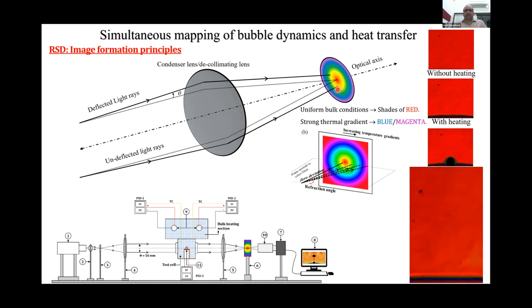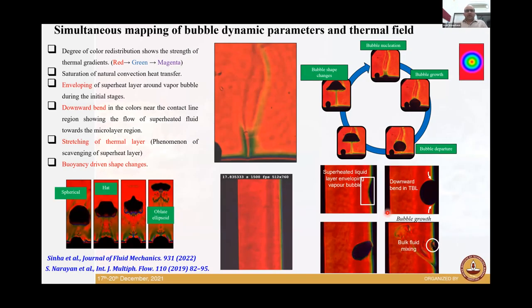But as soon as you impart some thermal gradients, the change in temperature leads to a change in the refractive index, which leads to the light rays getting refracted, and they eventually fall onto some other color band, and you get a color contrast. That is how you generate the color contrast. This is one of the movies which shows the development of the initial growth of the boundary layer as you start heating the substrate, followed by the inception of the vapor bubble. What it enables you to do is accurately track the bubble dynamic parameters, the growth rate, the interfaces, as well as quantify these time-lapsed images in terms of whole-field temperature distribution in a complete real-time manner. So this is simultaneous mapping of the bubble dynamics and thermal field.